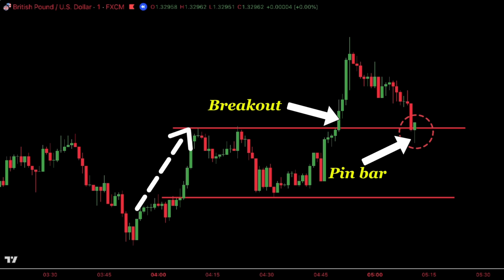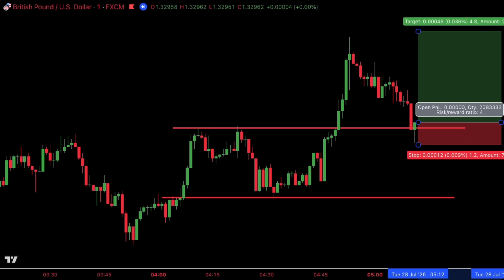The pin bar tells us that buyers have rejected lower prices, the pullback is likely over, and the next bullish impulse may be about to begin. We place our buy entry at the close of the bullish pin bar, set our stop loss just below its low, and target the next resistance level. As you can see, buyers regain control, the market resumes its bullish momentum, and the price reaches our target.